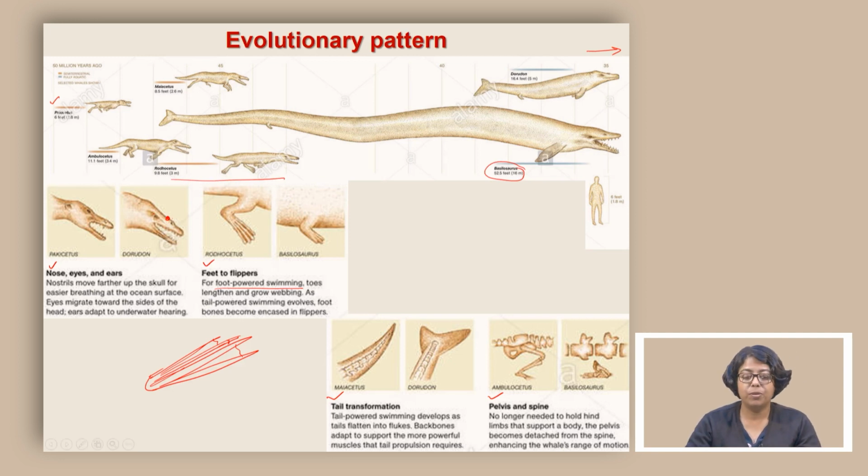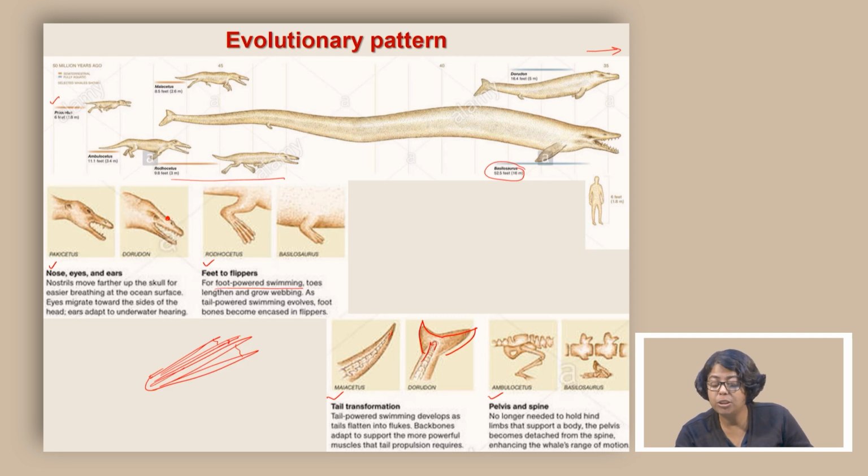The tail transformation is also very interesting. If we look at the Pachycetus, it has a single tail bone, and this tail bone has a pointy end, and you will see that these are often characters of the terrestrial realm. But again, tail powered swimming develops as the tail flattens to flukes. So, if we look at the modern day whales or any other fishes, we actually see things like this, somewhat asymmetric, and this helps them to swim, and it also tells us in terms of the tail bone that when this pattern started to appear, and the backbones adapt to support more powerful muscle that tail propulsion requires, becomes another indication of how well adapted they were in terms of the aquatic living.